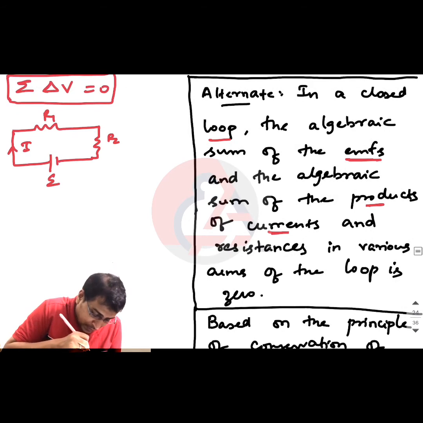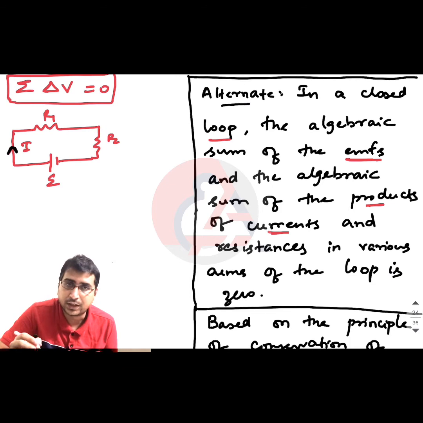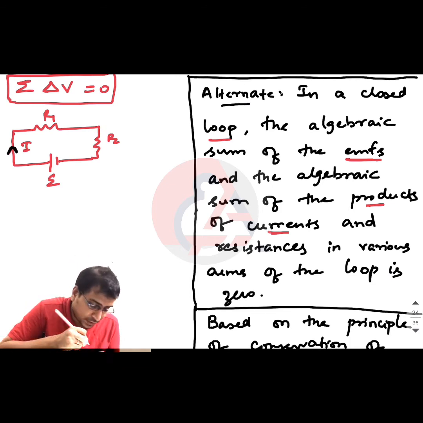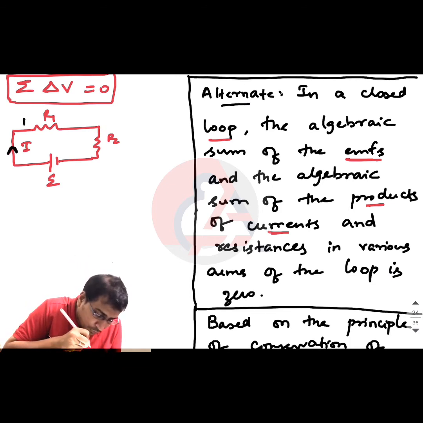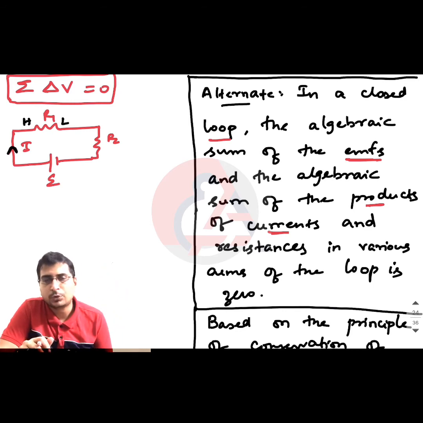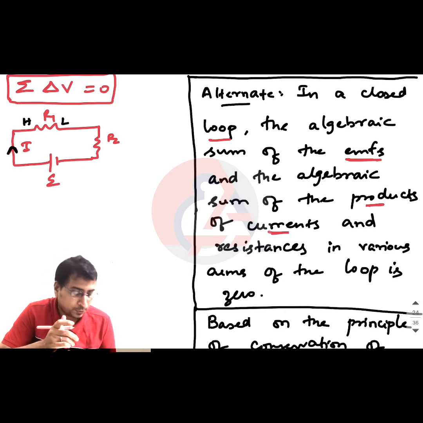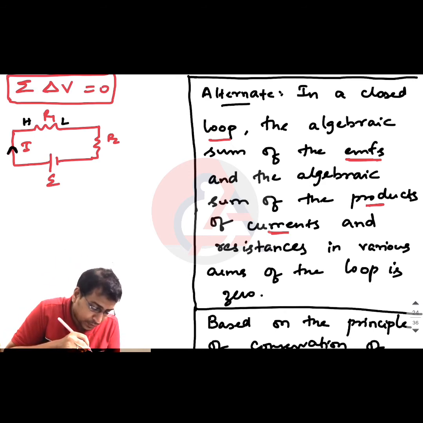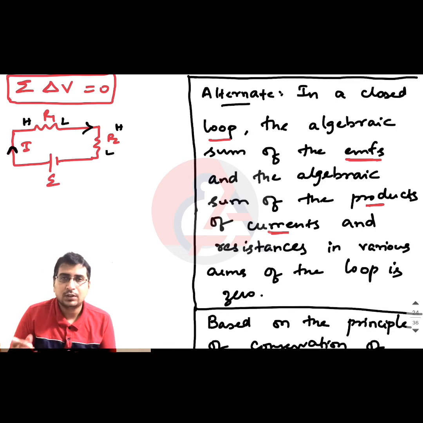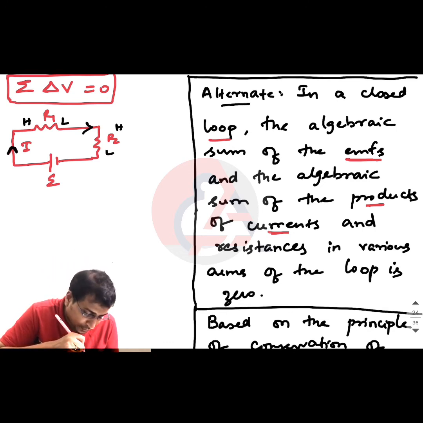Let me tell you how to take the sign into consideration. Observe it carefully. Look at the way the current is flowing. In this diagram, the current is flowing in the clockwise direction. Conventional current always flows from higher to lower potential. So for the resistor R1, the left hand side is higher potential, the right hand side is lower potential. Similarly, across R2, the current flows from higher to lower. Whereas for the battery, the smaller line is the lower potential and the bigger line is the higher potential.